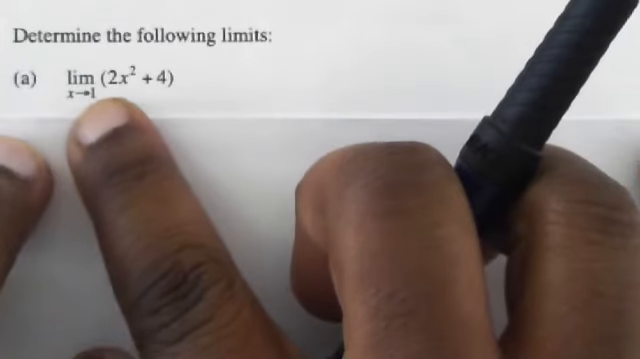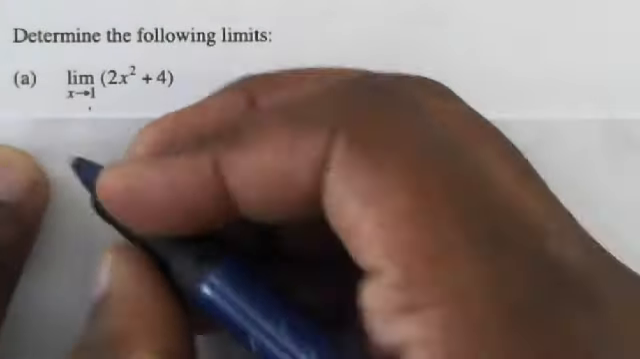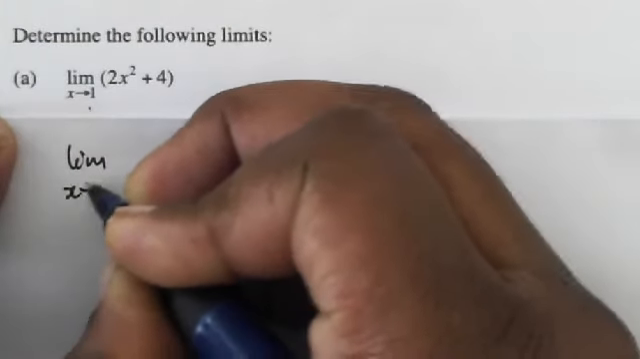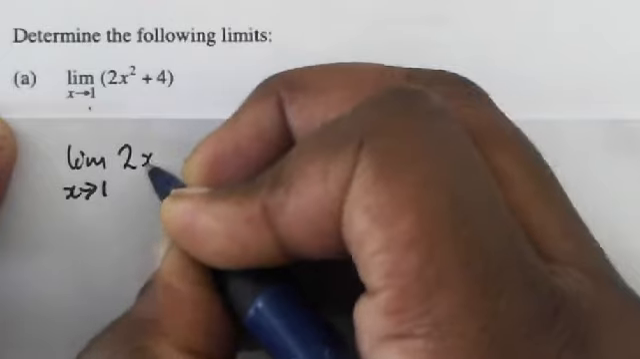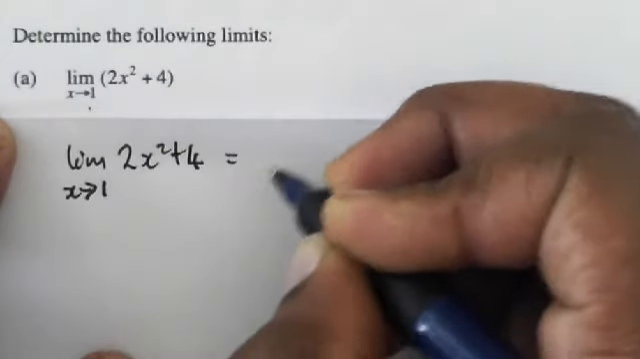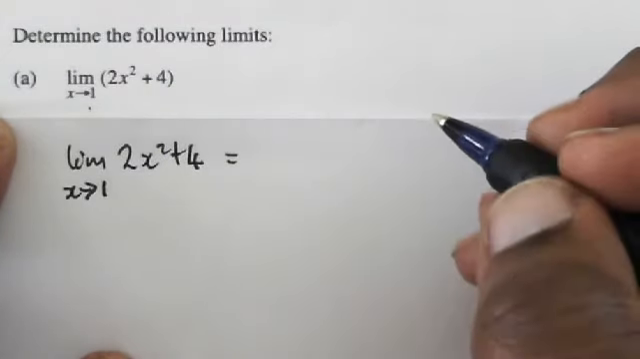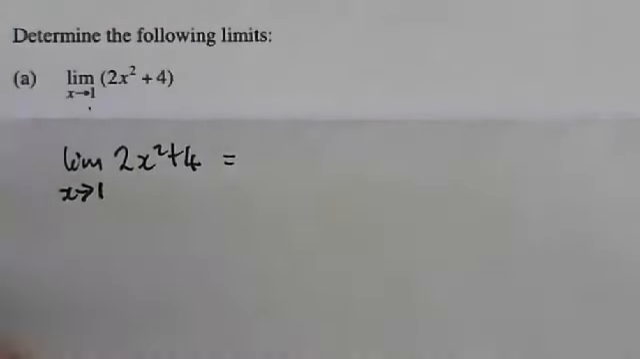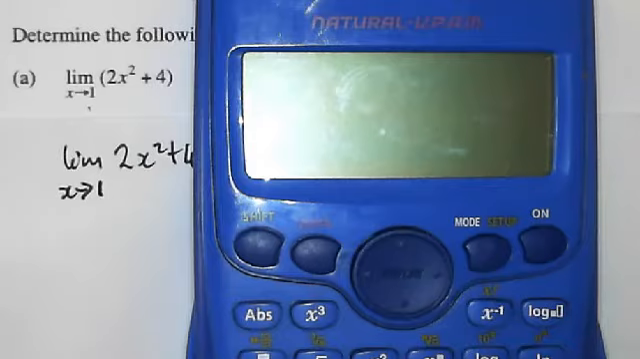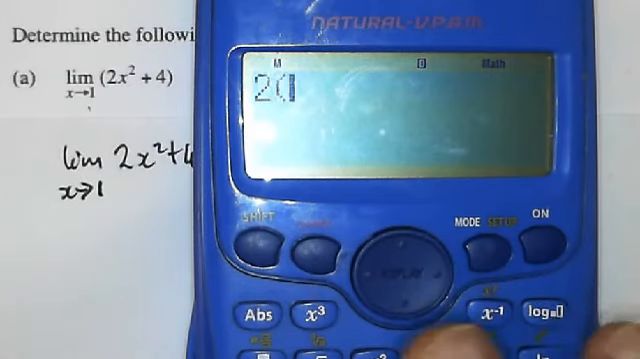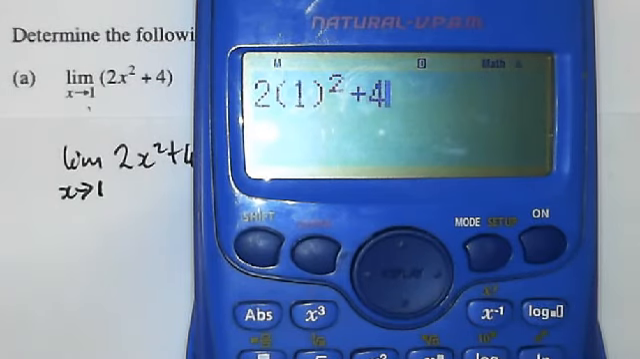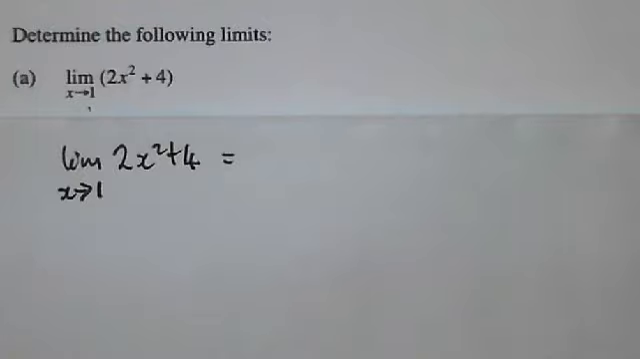Alright, so the limit as x approaches 1 of that is going to be what? The limit as x approaches 1 of 2x squared plus 4. No, we're not going to say 2 times 1 squared. We're not going to do that. We're just going to find out when x is 1, what is the y value equal to. So 2 by 1 squared plus 4, that is 6. That's how we find the limit.